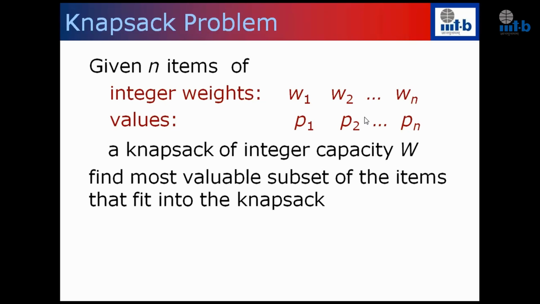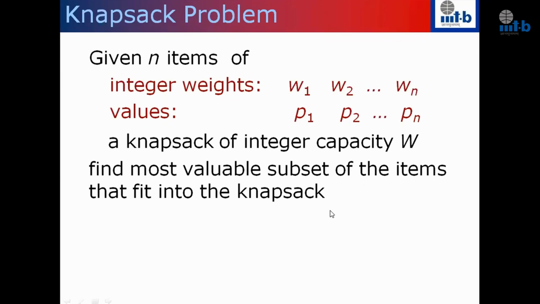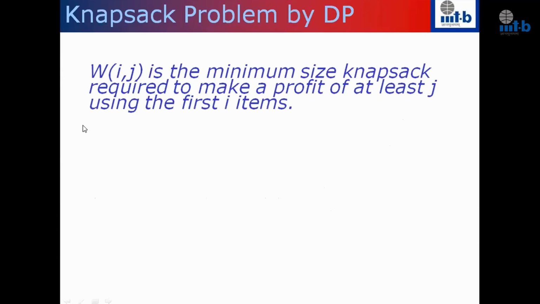Either you pick the ith item or you don't pick the ith item. That's the formulation that we are looking at. Okay. So let's continue with the dynamic programming formulation. I'm going to build a table. I'm going to call it W of i comma j. So I'm going to consider only the first i items and I want to make a profit of j.